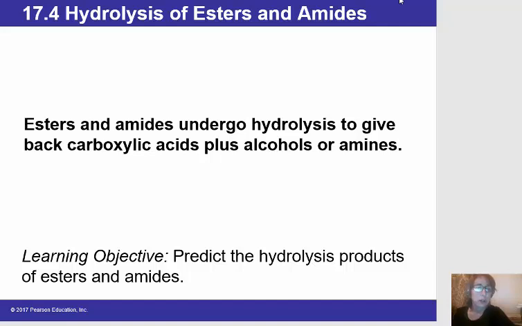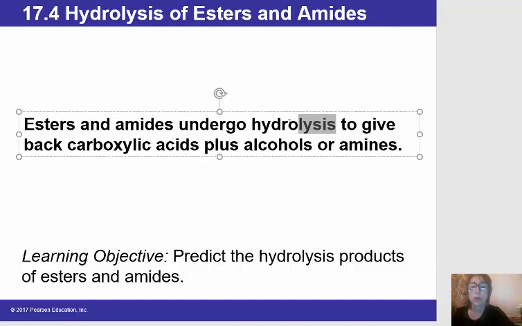When we looked at the esterification of carboxylic acids and alcohols to form esters, I pointed out that it was a reversible reaction. So in section 17.4, we're going to look at the reversible reaction of esterification and the reverse of the formation of an amide. And this process, whether we're talking about breaking down of an ester or an amide, is known as hydrolysis.